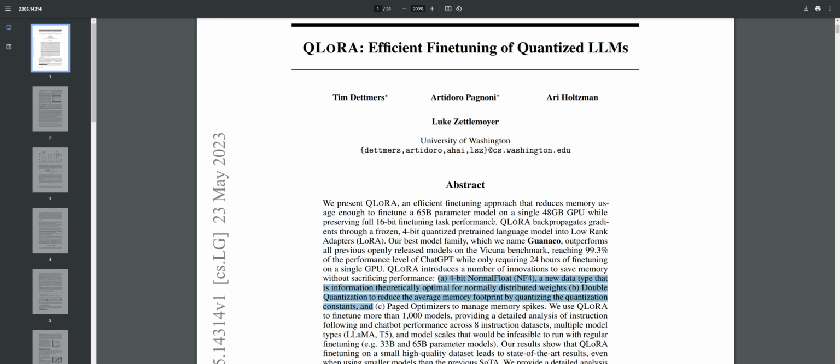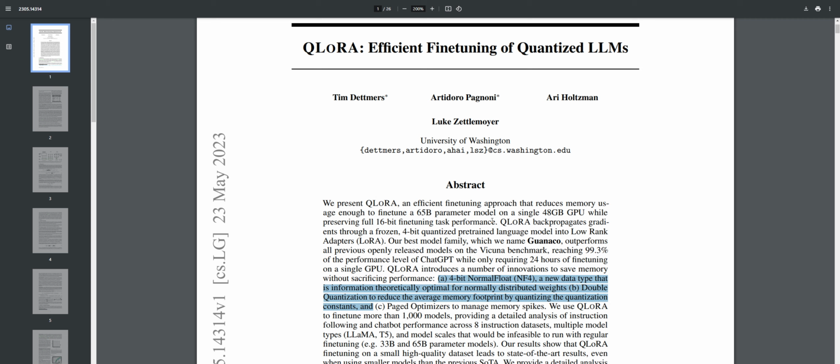The core idea is incredibly clever. Represent the weights, the parameters, in your neural network using only 4 bits of information. That's incredibly small compared to the usual 32-bit, FP32, or even 16-bit floating point numbers we often use. This drastically reduces memory usage.